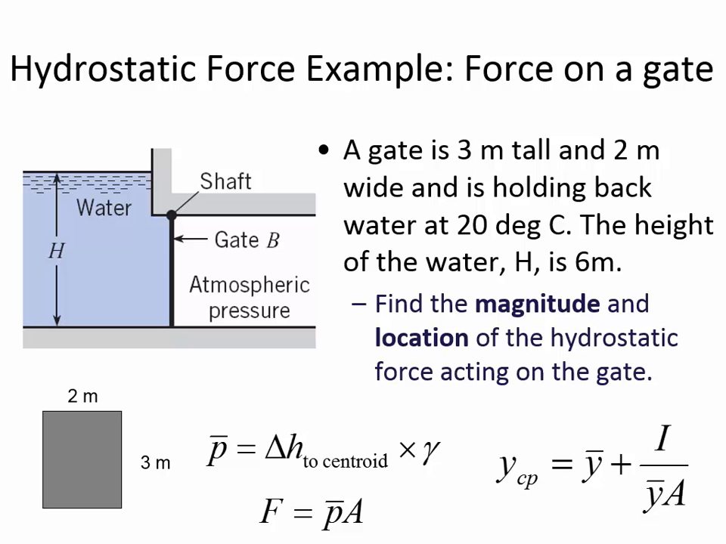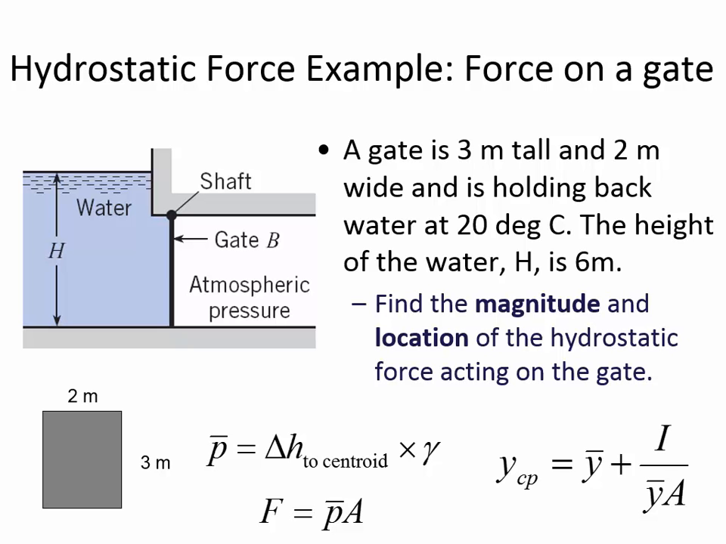So we start off calculating the delta H, and that's the depth vertically from the water level to the centroid. And that's a vertical depth even when the gate is at an angle. In this case, it's straight up and down, but delta H is always a vertical distance. So the centroid is going to be in the middle of that 3 meter high gate, so 1.5 meters down from the edge of the gate. And then there's 3 meters of water above the top edge of the gate. So the total is 4.5. Find the pressure at the centroid by multiplying the delta H by the unit weight of 9790. And we picked that unit weight because it says in the problem statement it's water at 20 degrees.